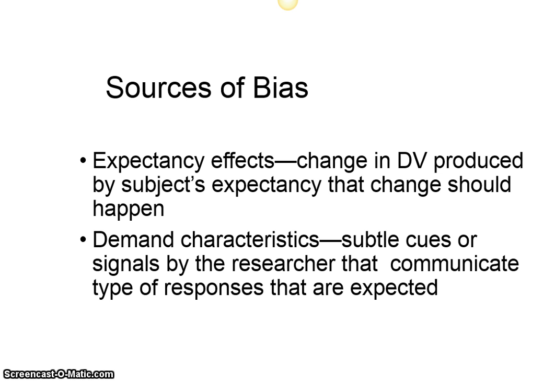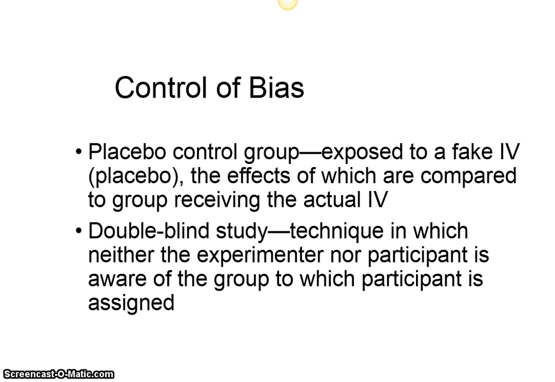So how do we control for sources of bias when we design an experiment? One thing we can do is make sure that we have a placebo control group, and this is where half of our subjects are exposed to, again, that fake independent variable, a sugar pill, that looks just like that new depression drug. Okay, and the effects of these are compared to the group receiving the actual depression drug or independent variable.